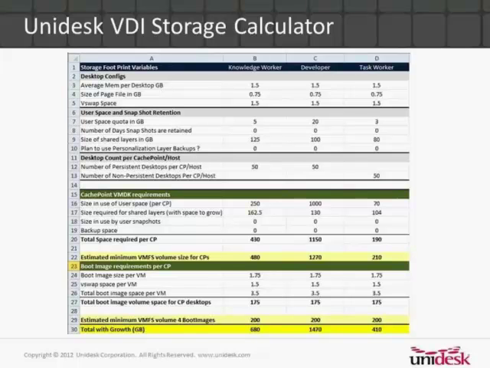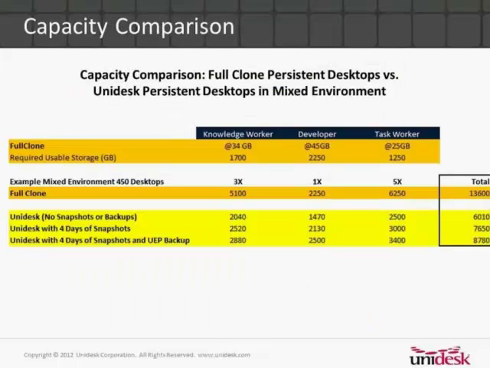So what we're really doing is defining each part of the storage that you'll use, estimating that this is actually a worst case. For instance, the personalization layers are thin provisioned. You don't usually use 100% of those, so this is the most you would use in that environment. So what I wanted to do on the next page was compare those numbers to what it would be if it was a full clone environment.